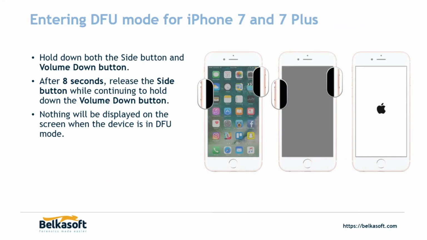For iPhone 7 and 7 Plus, you will use two buttons as well, though instead of the Home button, you press the volume down button. First of all, hold down both the side button and the volume down button. After 8 seconds, release the side button while continuing to hold down the volume down button. That's it. When in the DFU mode, the screen turns black. The same algorithm.